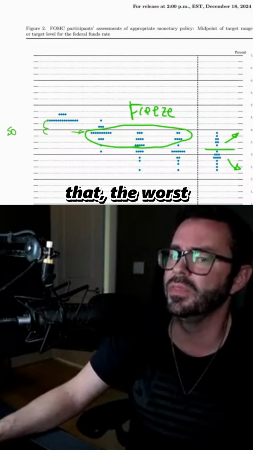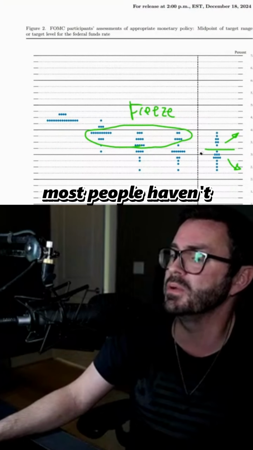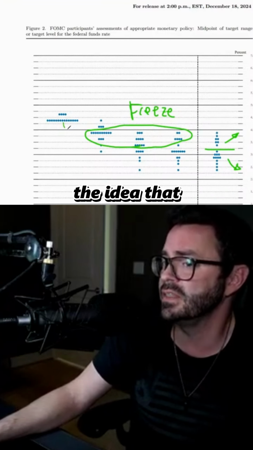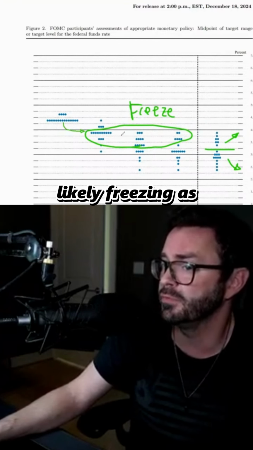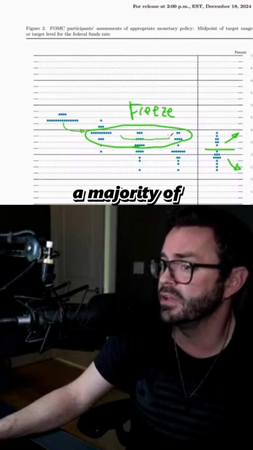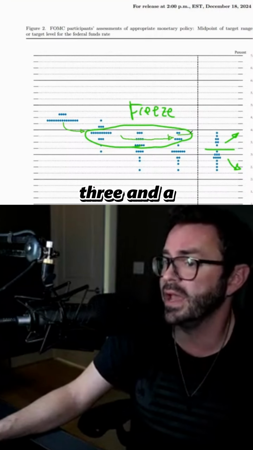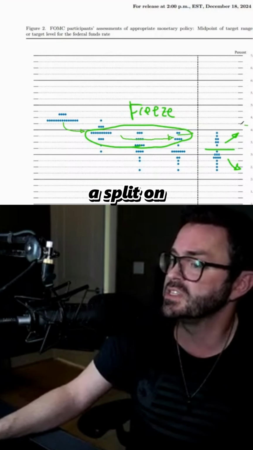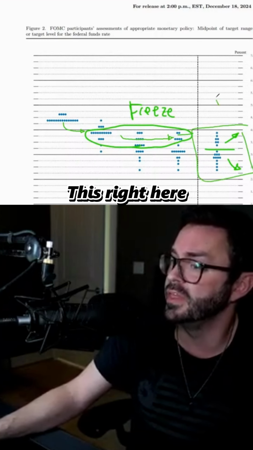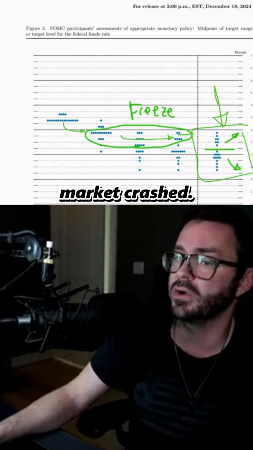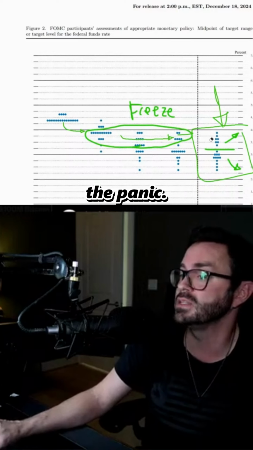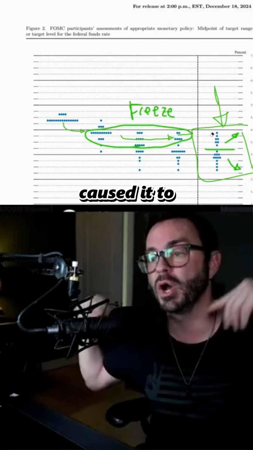And not only that, the worst part of this dot plot, which most people haven't even commented on, is not just the idea that the mean is here and we're likely freezing, as the majority of participants are saying 3.5 is it, we're going to freeze. But there's a split on the long-term effect. This right here is why the market crashed. This right here is what caused the panic. This right here alone is what caused it to happen.